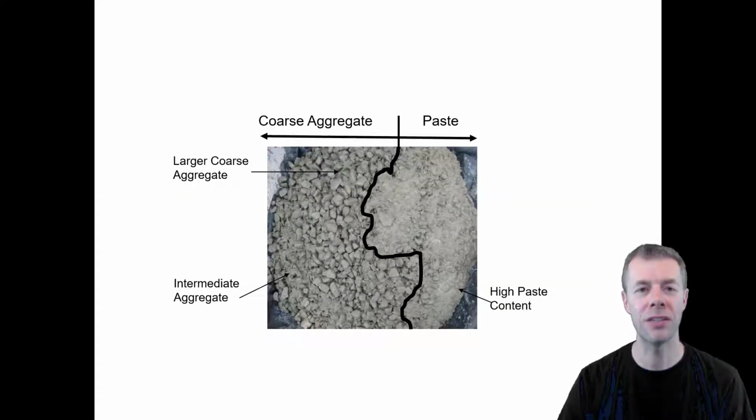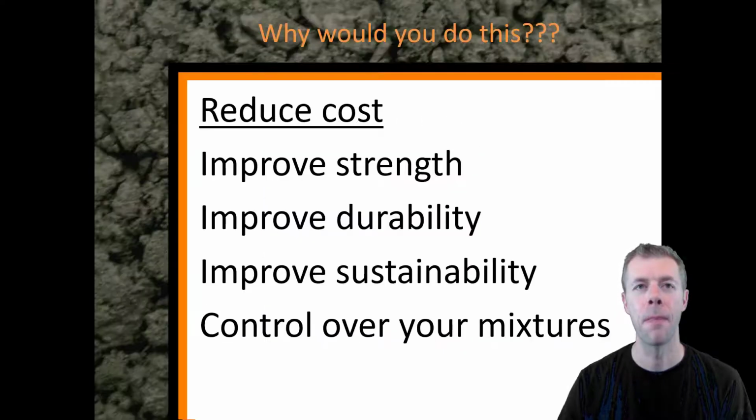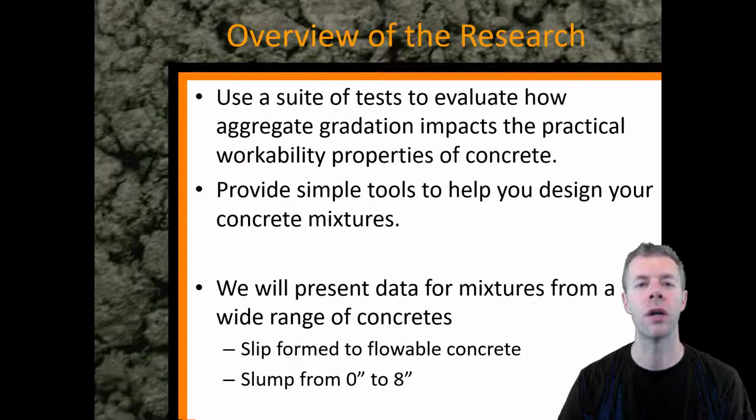And in extreme cases, you can get segregation, horrible segregation, where the rock goes one way, the paste goes the other. This is not good. So why would you do this? Well, you can reduce costs. That is number one. We're talking real money here. You can improve the strength, you can improve the durability, the sustainability, and you can control your concrete mixtures. Control them. Really get a grasp of them and understand what they're doing.